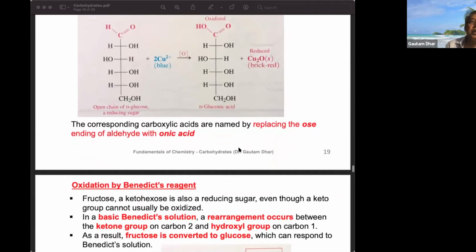And for naming this acid, the corresponding carboxylic acids are named by replacing the "-ose" with "-onic acid", so gluconic acid.